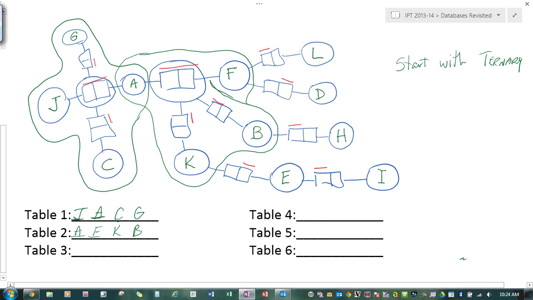Now we just look at all the binary ones. So if we look at B and H, this is a very simple one. They'll be in a table together. We all happy with that? Okay.